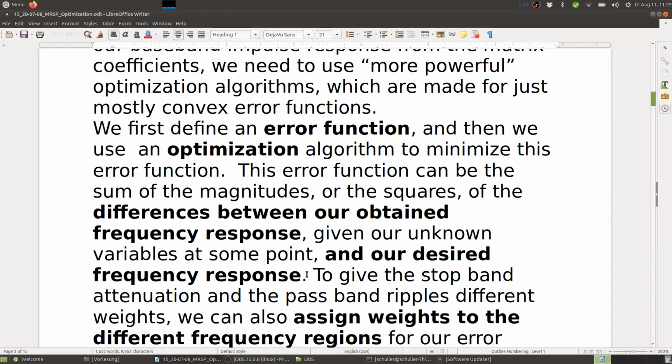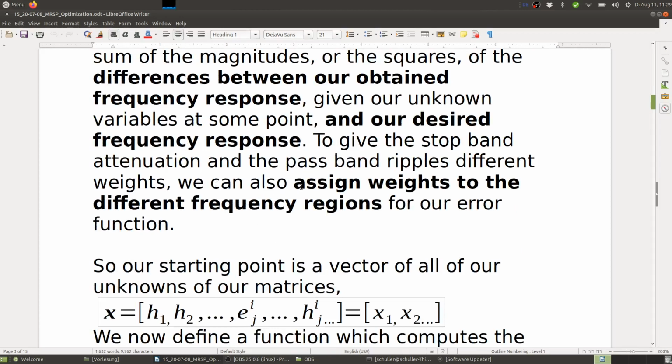To give the stopband attenuation and the passband ripples different weights, we can also assign weights to the different frequency regions for our error function, as we already saw in the general filter design. So basically, we are now doing the same as for our general filter design, just now that we apply it to our baseband prototype.